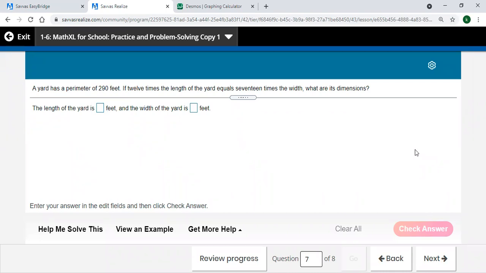All right. I don't know if I wrote the problem down on the last one, but oh well. I should be able to figure it out if I need to.